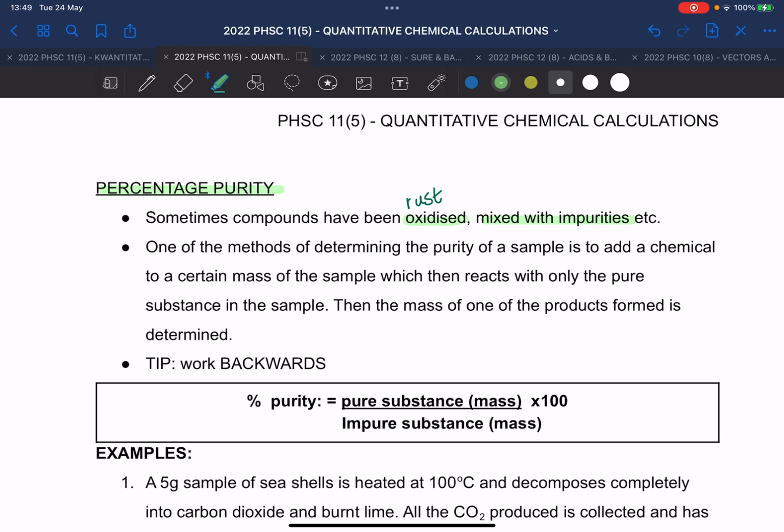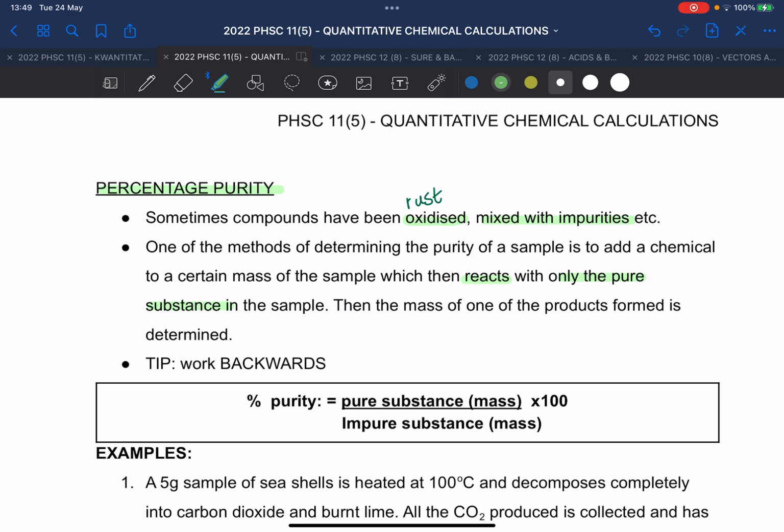All right. Then they say there, one of the methods of determining the purity of a sample is to add a chemical to a certain mass of the sample, which then reacts only with the pure substance. Then the mass of one of the products formed will be determined. Okay? So I explained this already. I'm going to explain this again.